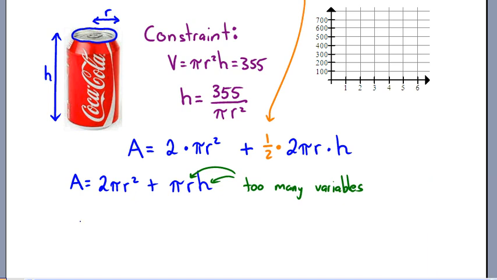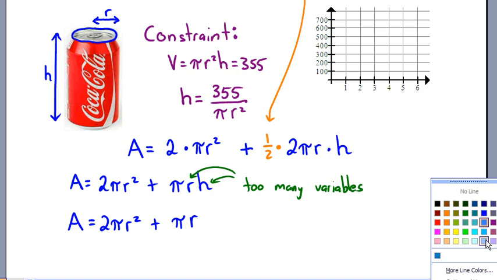I'm going to use that constraint and say, hey, you know what? I want to make sure I have the right amount of volume here. So how about we rewrite this? 2 pi r squared plus pi r, and then in comes this constraint. Instead of h, how about we put in here 355 divided by pi r squared.